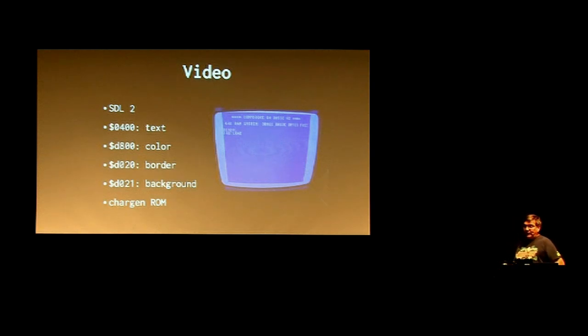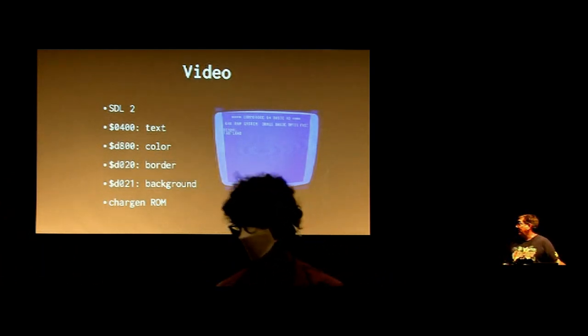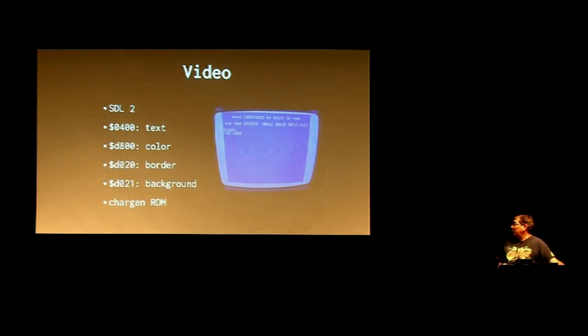So when we're working on our video, there's a couple memory locations that we're concerned about. We've already talked about 400. That is where the contents of text memory is located. We also want the color of those characters as well. That's found at D800. We got the color of the border, that's stored at D020. And then we have the background color stored at D021.